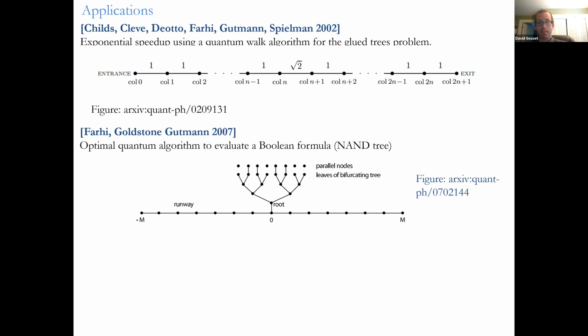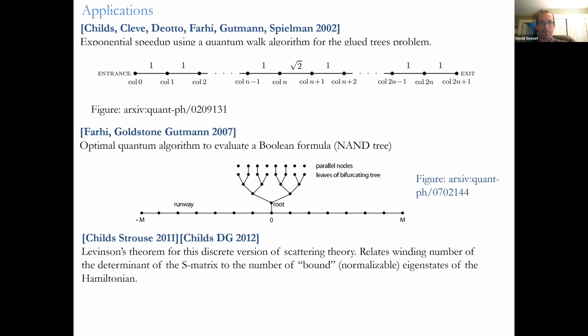And the remarkable thing about this application is that they showed that this algorithm was optimal in terms of the number of queries to this oracle, in this kind of query setting that Ashwin was describing earlier. And this was the first quantum algorithm that achieved the optimal query complexity for that problem.